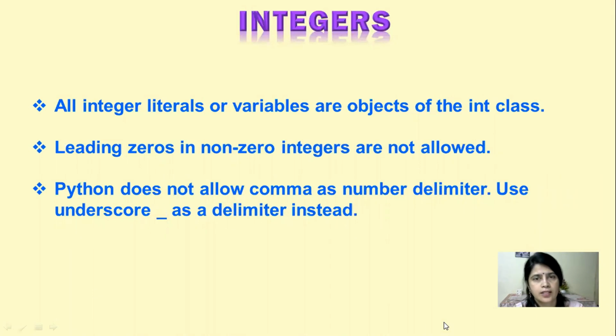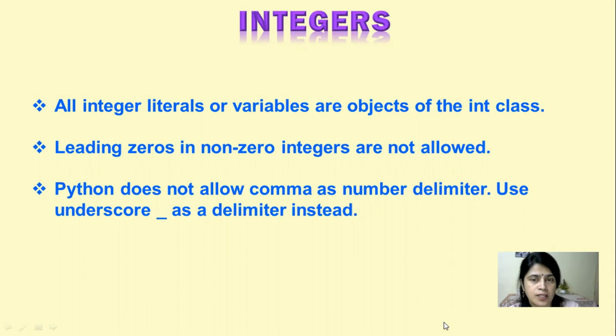Now, next, we'll see some other properties of integers. All integer literals or variables are objects of the int class. Just now we have seen that in Python, when we use the type function, it gives you the data type of that integer, and that belongs to the int class. Leading zeros in non-zero integers are not allowed. We cannot use 0 in the beginning of the number, and Python does not allow comma as number delimiter.